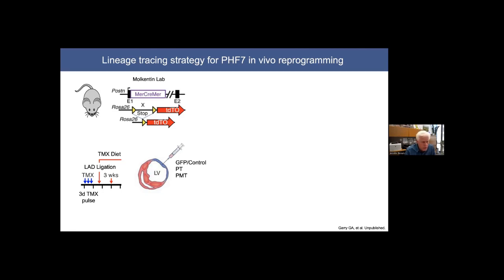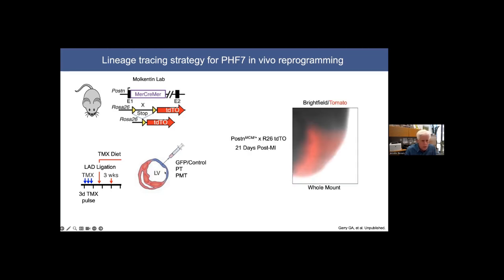And we then used a strategy with tamoxifen treatment where we could activate a tomato reporter under control of the periostin MerCreMer gene, and we tested this in these hearts. So this shows the region of the infarct. This is a bright field image looking at tomato. So tomato's been activated here in this MerCreMer system, and this is 21 days post-MI.